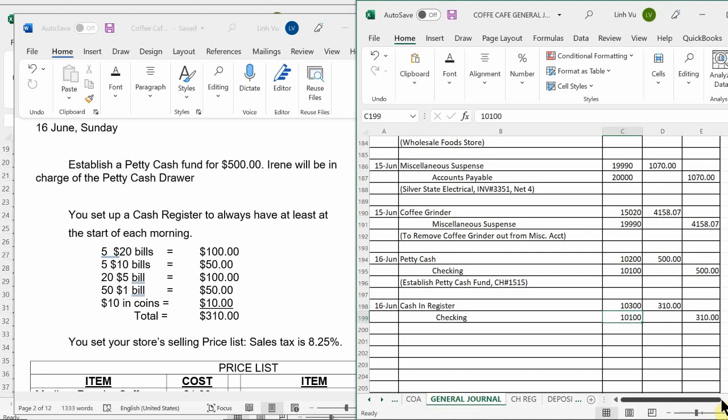Okay. Make sure you know the difference between the asset cash register, right? That's a fixed asset. In this case, I'm putting money into the cash register. So I have cash in register. Okay. So I need exact change. Where can I go to get the exact change? The bank. The bank, correct.